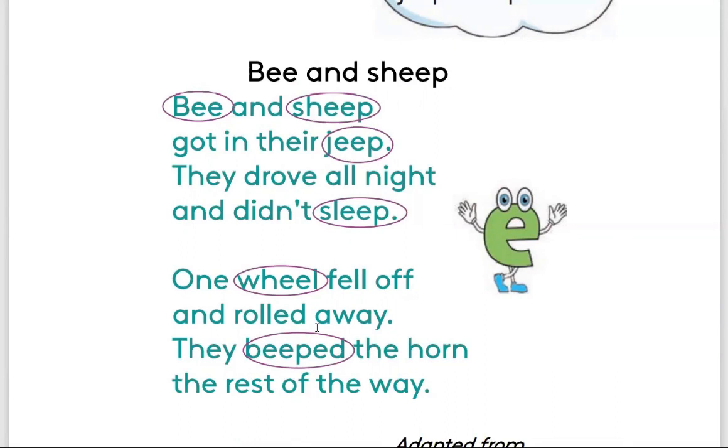Once again, Bee and Sheep got in their jeep. They drove all night and didn't sleep. One wheel fell off and rolled away. They beat the horn the rest of the way.